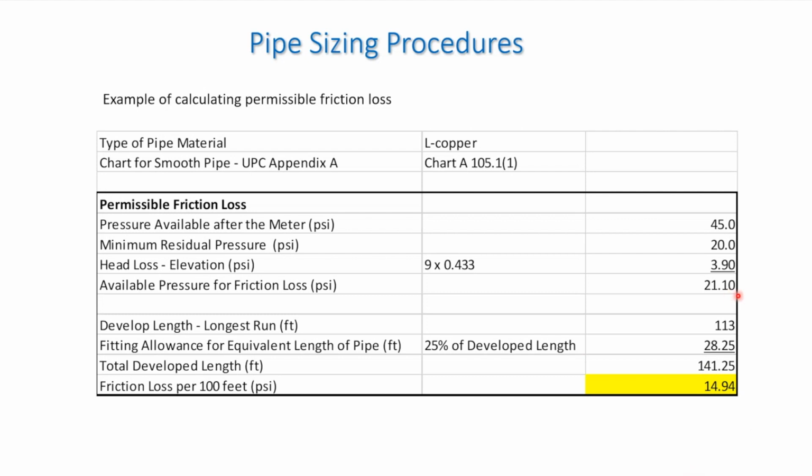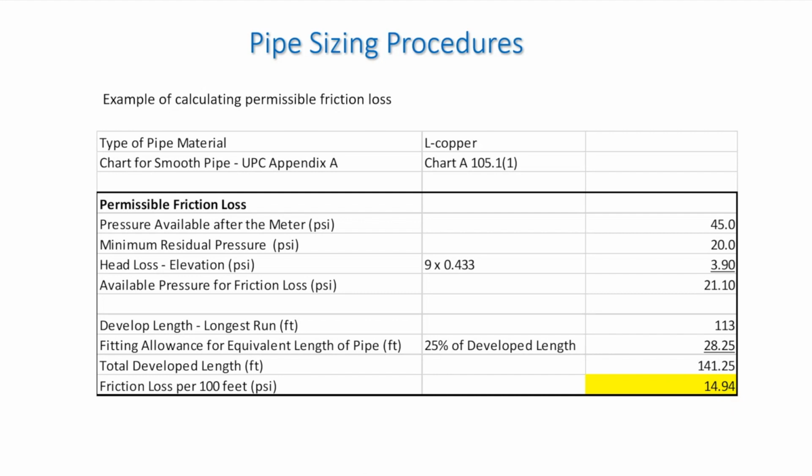Then you have your total developed length of pipe, and then you just use a simple mathematical calculation. You take your 21.1 PSI and divide that by your 141, your length, and then multiply it by 100 to get your permissible friction loss per 100 feet of pipe. In this case, it is 15 PSI.